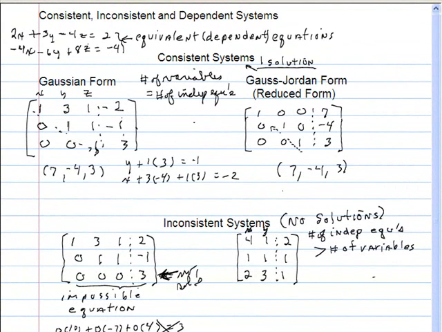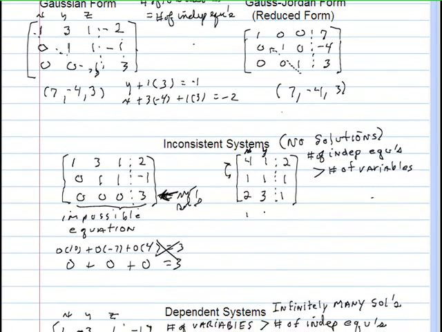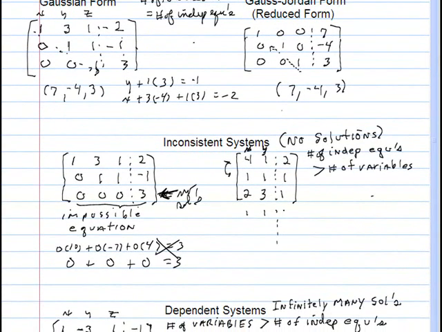When you have more equations than variables, you're always going to generate, in the process of trying to put it into Gaussian form, an impossible equation. Let's see how that would be done here. Let's switch these first 2 rows to get my lead 1 started. Then that would put the 4, 1, 2 here and the 2, 3, 1 here.